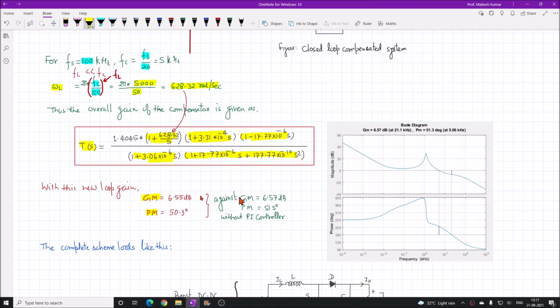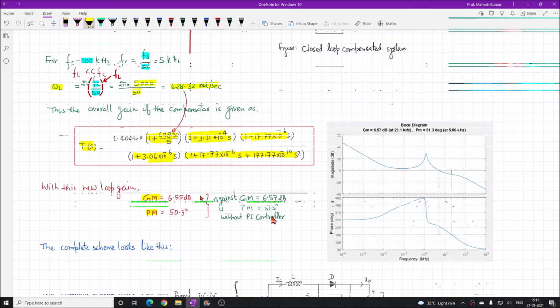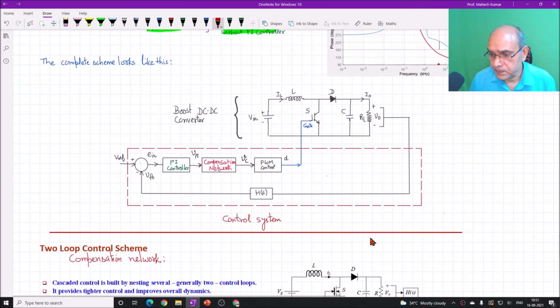These values are quite close to what we got earlier without the PI controller, but without the PI controller there might be some steady state error. And the whole scheme looks like this. So this is the converter. As you can see here, this part is the converter, and this is the gate signal which is coming from the PWM control unit. This is the control unit, in the red dashed lines. This is the power circuit.